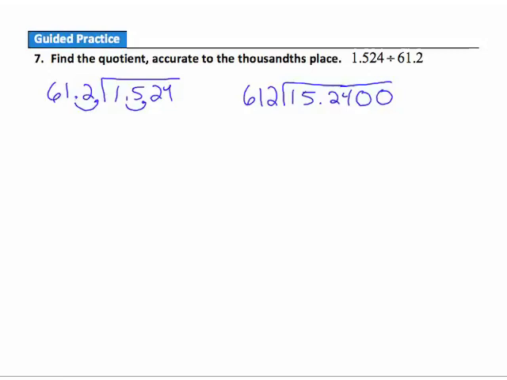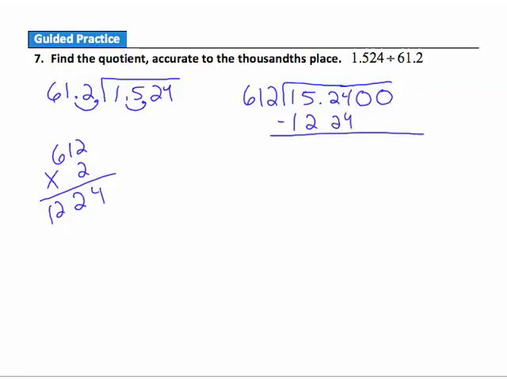Let's come over on some scratch work. 612. First guess is maybe 2 times. 2 times 2 is 4. 2 times 1 is 2. 2 times 6 is 12. So 1224. Yes, that looks close enough without going over. So 1224. Subtract that. 4 minus 4 is 0. 2 minus 2 is 0. 5 minus 2 is 3. 1 minus 1 is 0. So we get 300. And we said that 612 was going to go into 1,524 2 times. So let's put a 0 here. It's going to go in there 2 times.